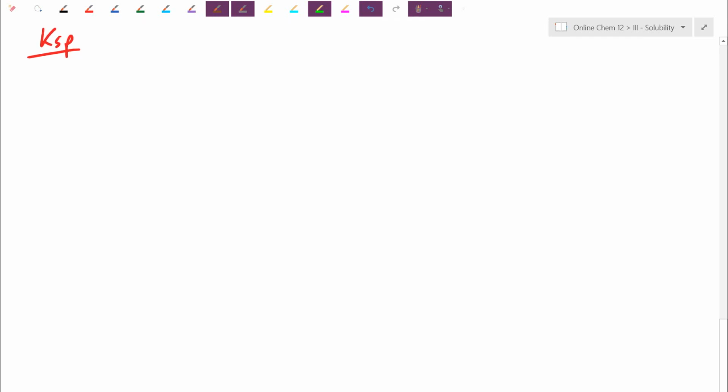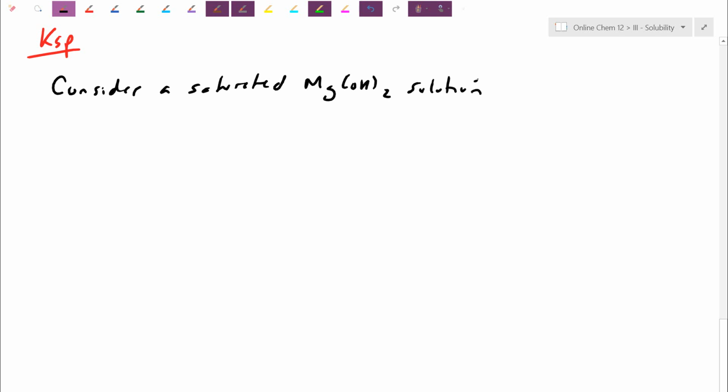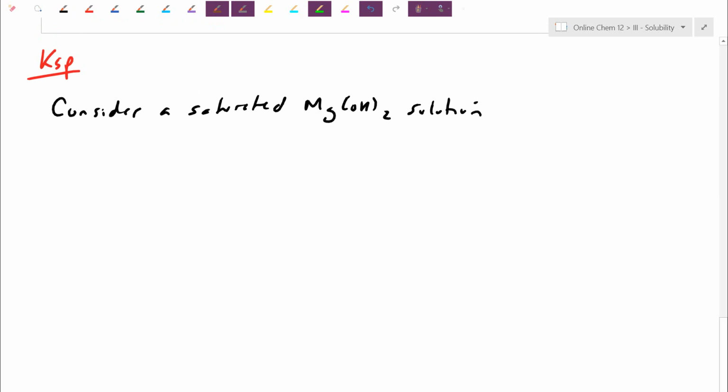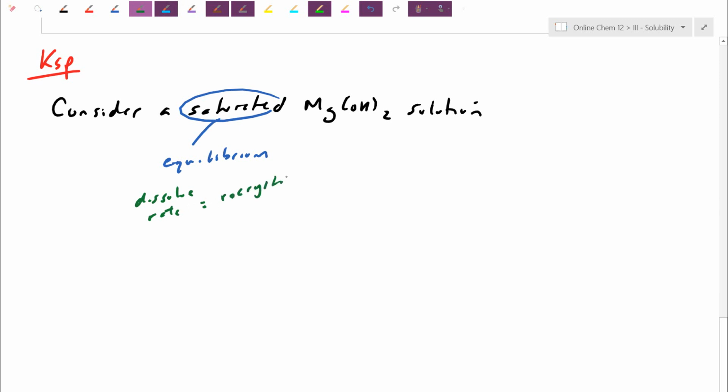As we introduce this here, we'll work through a problem or two. So I want you to just consider with me here. Consider a saturated MgOH2 solution. Okay? The implication here, we're saturated, right? So saturated already means equilibrium. So what's the forward rate? What's the reverse rate? In this case here, the dissolving rate is equal to the recrystallization rate. So that part there is true.